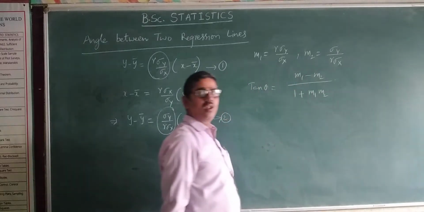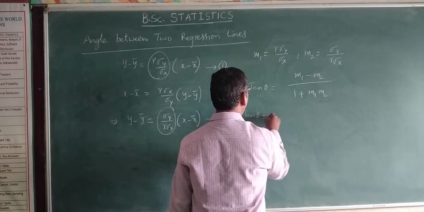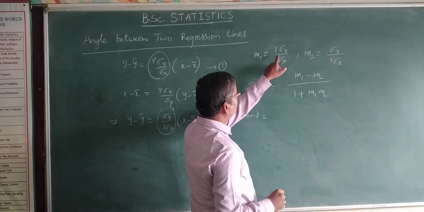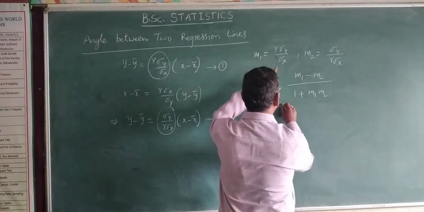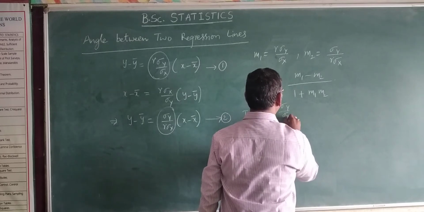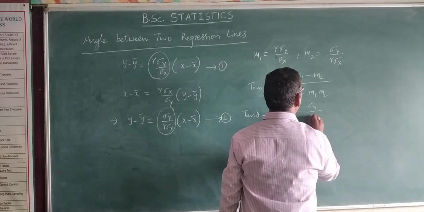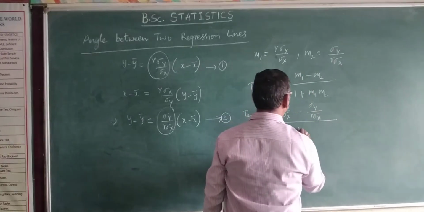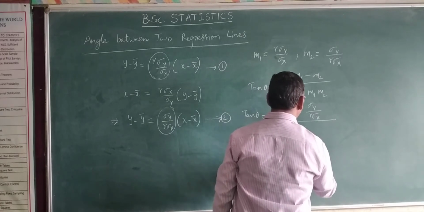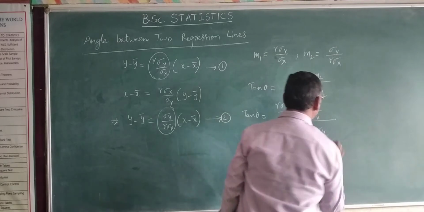This is the formula. Now, therefore, tan theta is equal to, what is the slope of the first line? It is r into sigma y by sigma x. Substitute the values of m1 and m2. m2 is sigma y by r sigma x, divided by 1 plus r into sigma y by sigma x multiplied by sigma y divided by r sigma x.